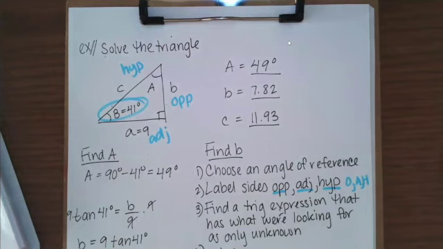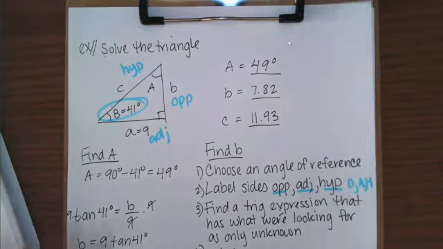Of course, you can check Pythagorean theorem that a squared plus b squared is equal to c squared. Here, because we rounded on the sides, you might not get an exact same answer, but you're going to get something really close. Let's do another one.